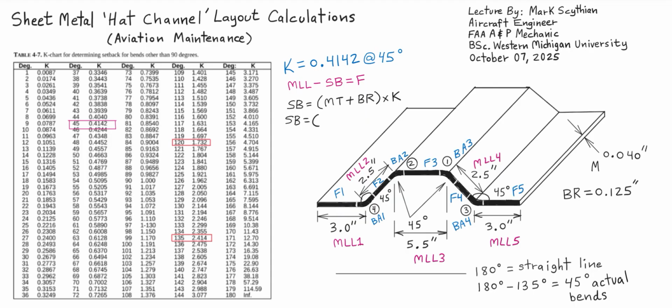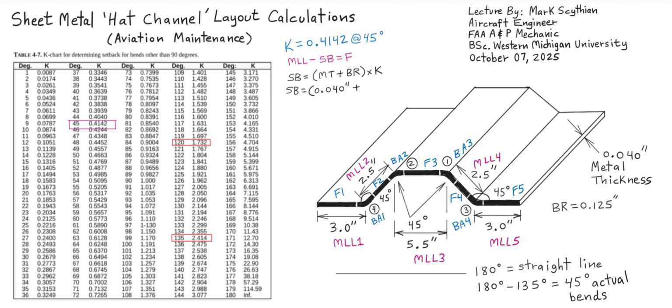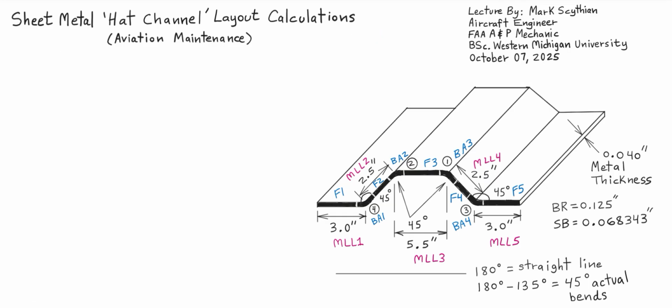So assume we have a metal thickness of 0.040 inches. We would add this to the bend radius of 0.125 inches times the K constant of 0.4142, and this would yield a setback for which we will not round the entire calculation. We'll use it as is, and then the final calculation we can round. So now we don't need the K chart anymore. We can go ahead and calculate the flats, flat 1 through 5.